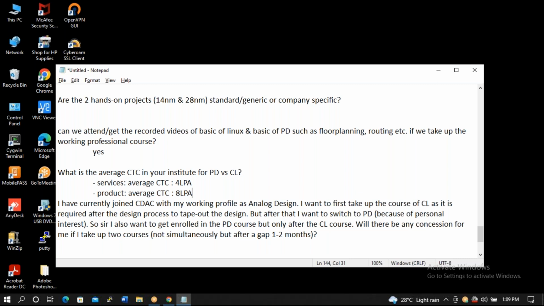Beyond that, there is not much difference between PD and custom layout, to start with, in starting salary. After 3 years, the salaries might differ. After 3 years of experience, PD engineers might probably be getting a little more than custom level. But starting salary is in this range.